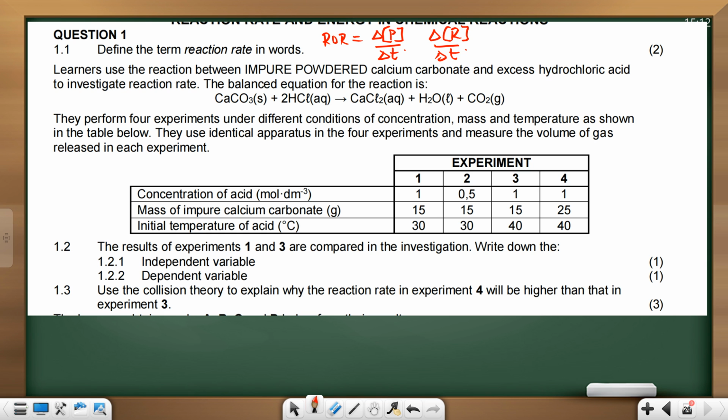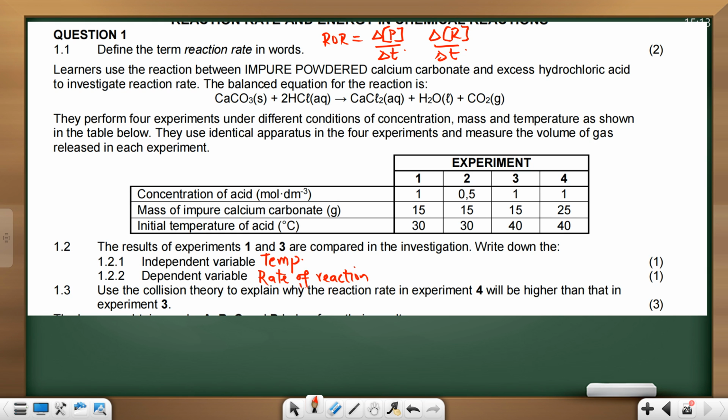The results of experiment 1 and 3 are compared in this investigation. Write down the independent variable. Which one is the independent variable? Experiment 1 and 3. What's the difference? Temperature. So that becomes my independent variable. What is the dependent variable? The rate of reaction. Because we are saying the rate of reaction is dependent on temperature.